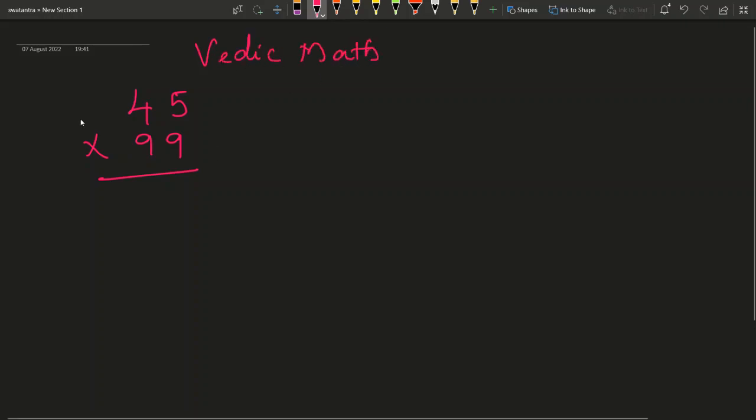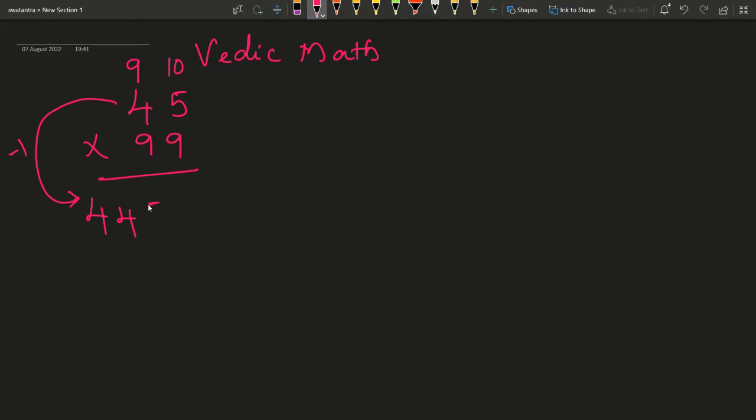Reduce one digit from 45. You get 44. Subtract the number 45, that is 4, from 9, that is, all from 9 and the last digit from 10. So 9 minus 4 is 5, 10 minus 5 is 5. So this is your answer.